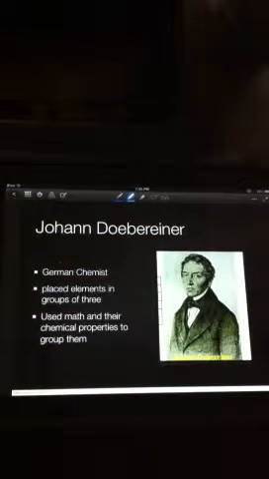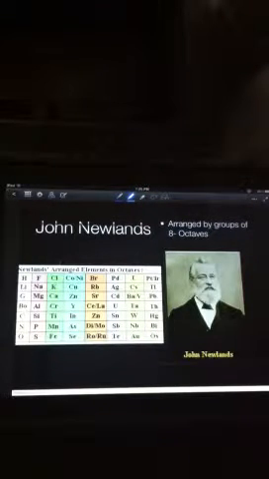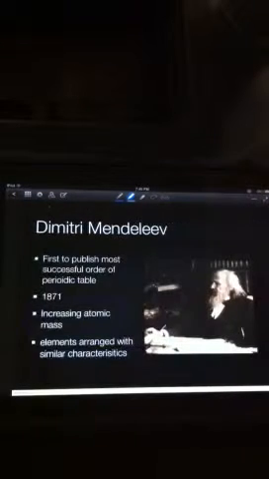Johann Döbereiner, we're not going to really mention him much. We mention him at this point to give him some notoriety because he did arrange things in groups of three. He did try to come up with a periodic table. He used math and the chemical properties to group them. Other than that, we really won't mention him beyond this point. John Newlands arranged by groups of 8, or octaves. We really just kind of mention him and note him and go on to the big players.